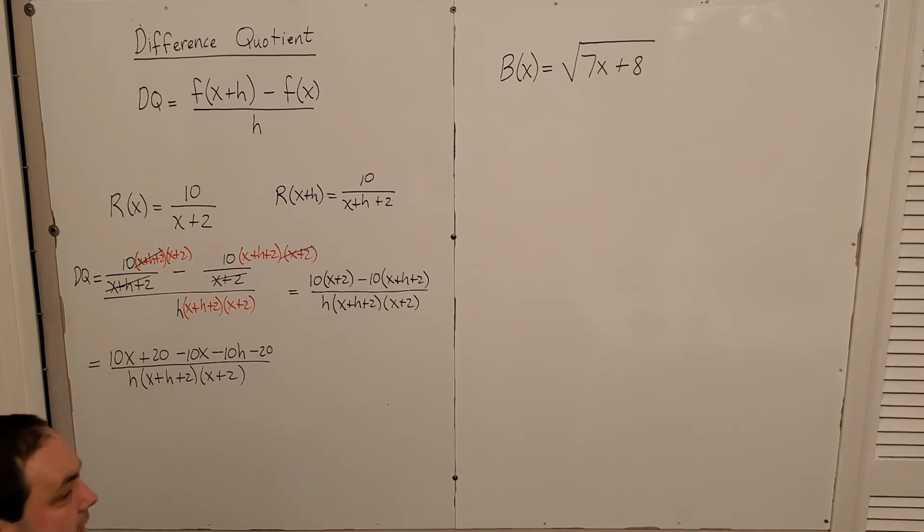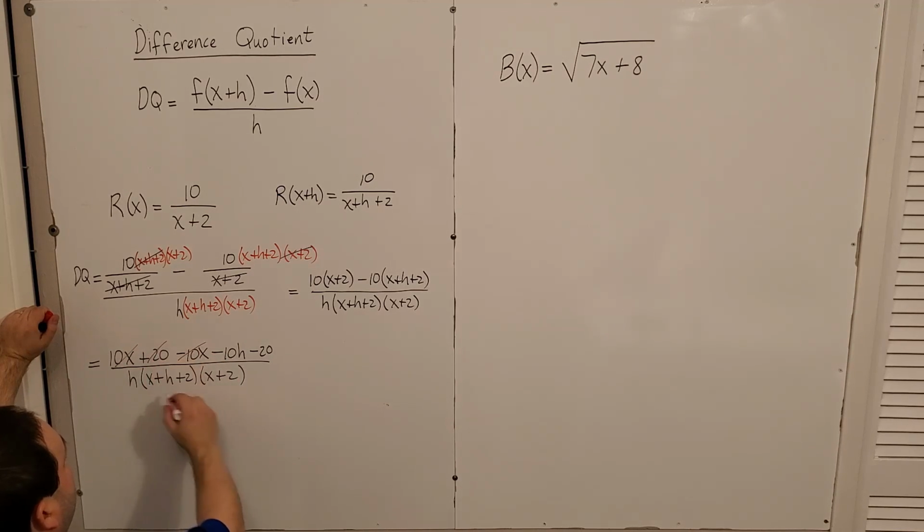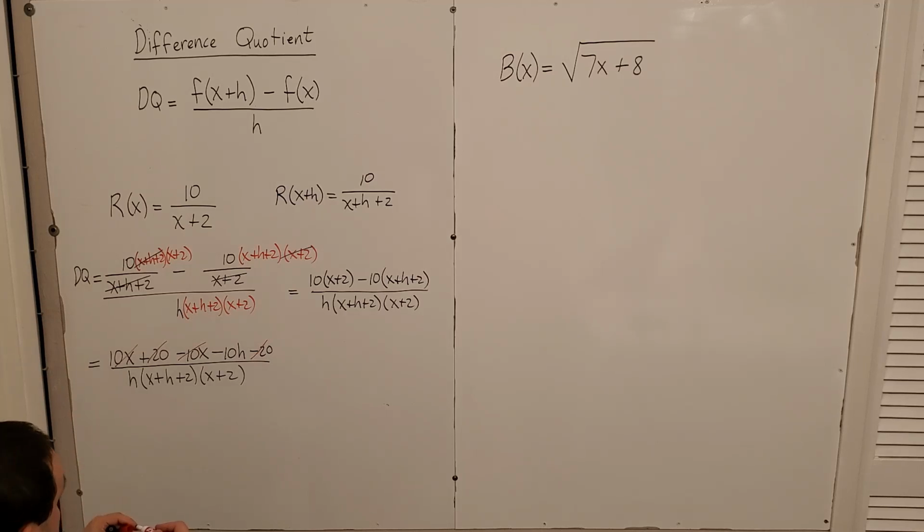Okay, so here's that point, like in the last one and the one before that, where things start eliminating. Look, I have plus 10x minus 10x. I have plus 20 minus 20. That leaves me with a negative 10h in the numerator.